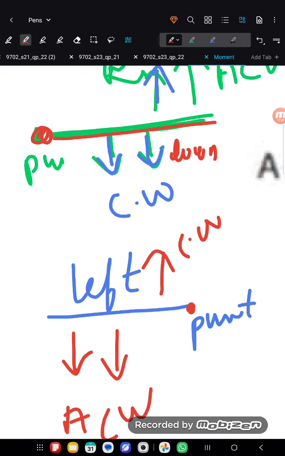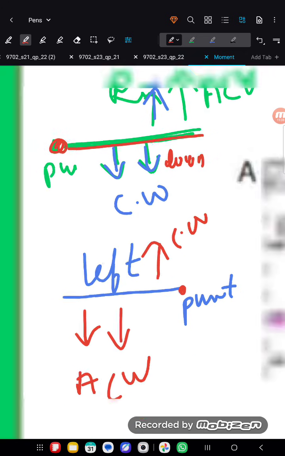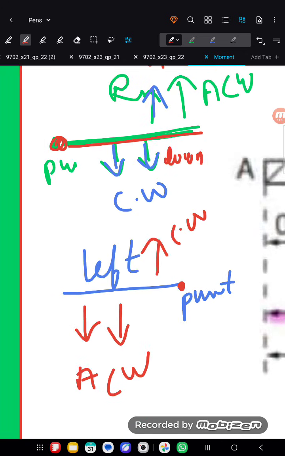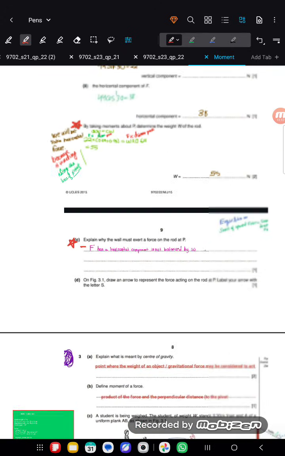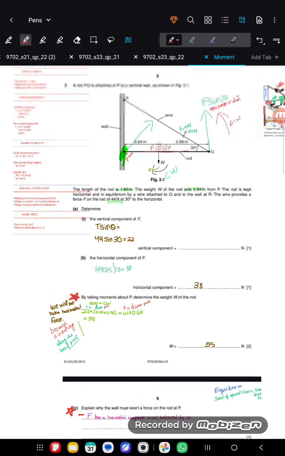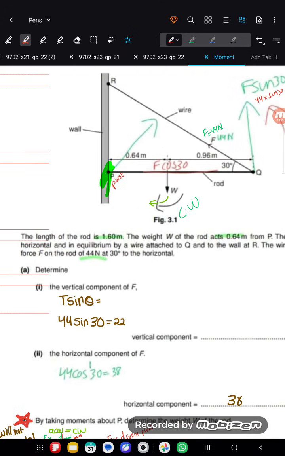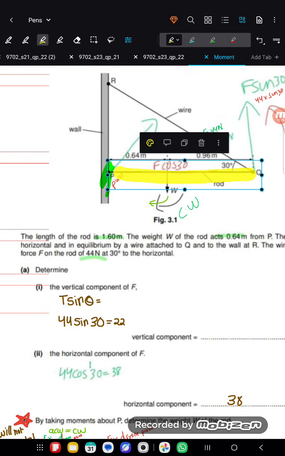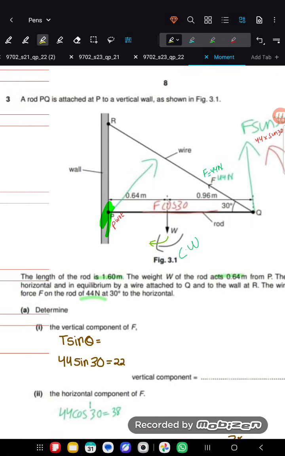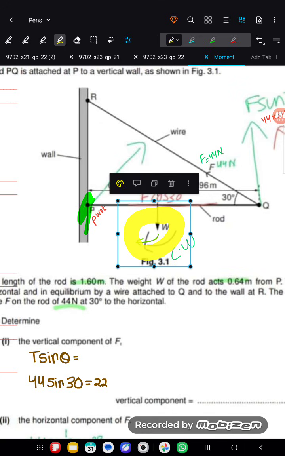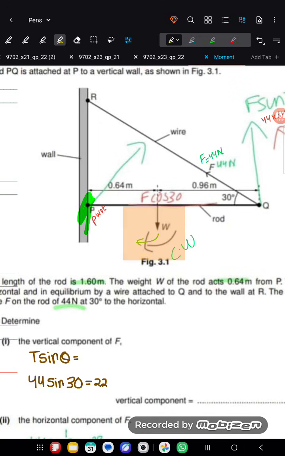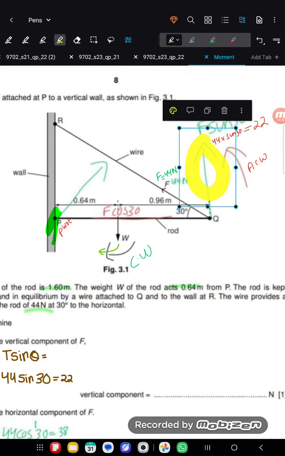If the pivot is this side and these are acting on the left, the downward force will be opposite, you can say. So you have to see where is the pivot for this question. Pivot and everything is acting on the right side, right? So we will take all the downward force as clockwise and all the upward force as anti-clockwise. So downward force is this. I can see only one downward force, and upward force is this.